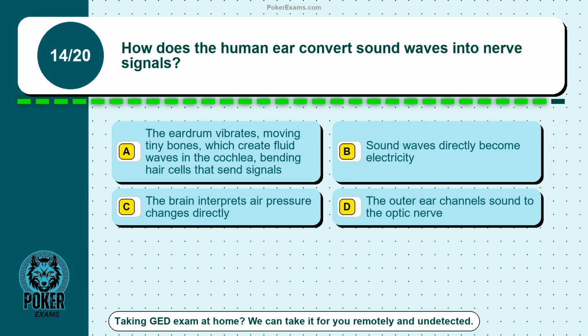Question 14. How does the human ear convert sound waves into nerve signals? Option A. The eardrum vibrates, moving tiny bones, which create fluid waves in the cochlea, bending hair cells that send signals. Option B. Sound waves directly become electricity. Option C. The brain interprets air pressure changes directly. Option D. The outer ear channels sound to the optic nerve.